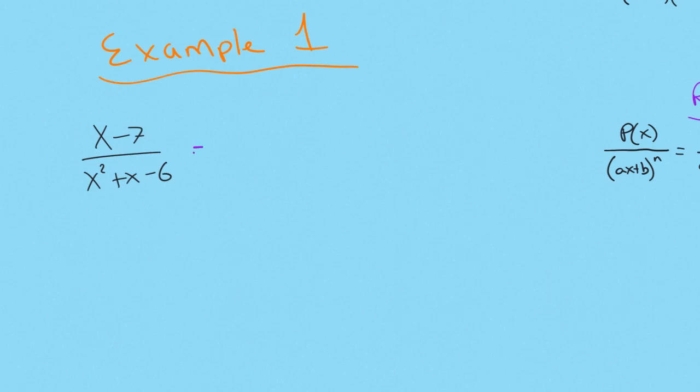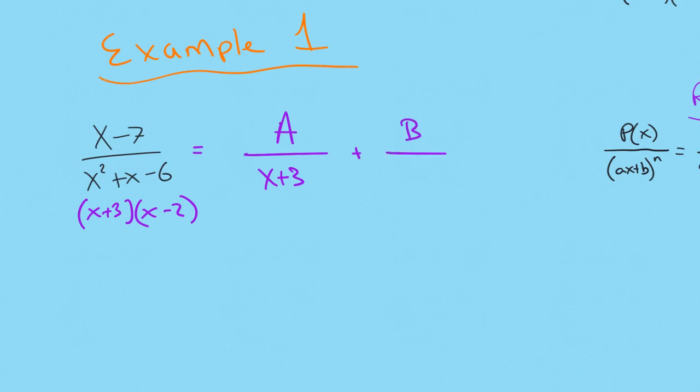So I split this up. I've got x squared plus x minus 6 in the denominator, and that can factor into x plus 3, x minus 2. So I have non-repeated linear factors in the bottom, or distinct linear factors. So to split this up, I'm going to have a over the first one, x plus 3, plus b over the second one, x minus 2.